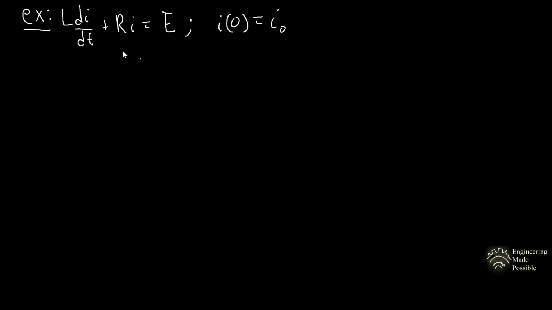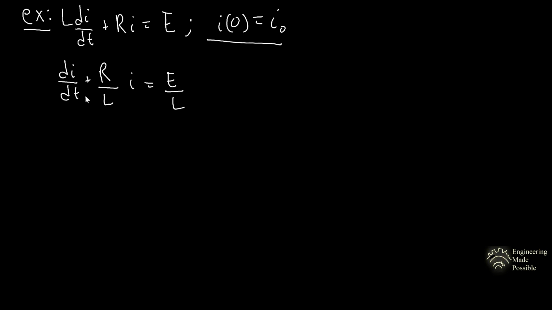So for our next example, we have L di/dt plus Ri is equal to E. And we see that we have an initial condition. At 0, we have the function i is equal to i naught. Now this is maybe a little bit different from what you're used to seeing with the variables x and y, but you apply the method the same as you would. So let's go ahead and get it to the standard form.